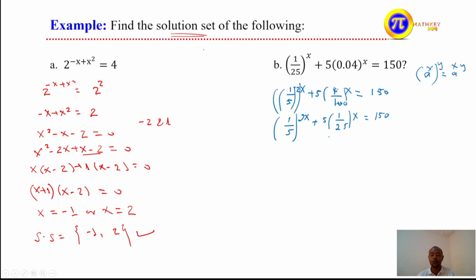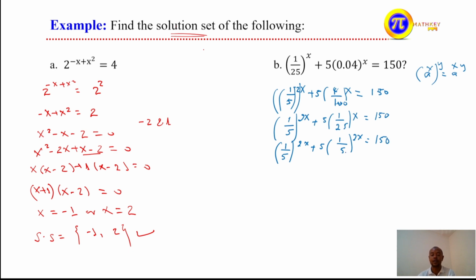When you come to here, again 1 over 25 means what? 1 over 5 squared, so which is equal to what? This is (1 over 5) the whole to the 2x plus here is 5 over (1 over 5) the whole 2x, which is equal to 150.